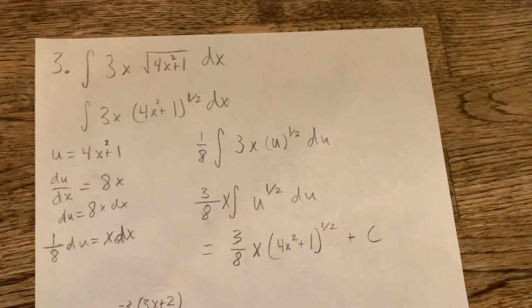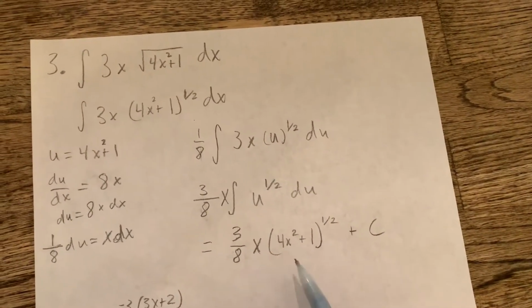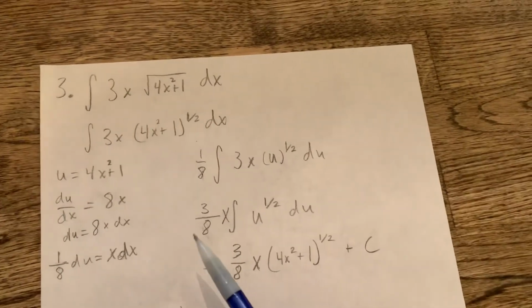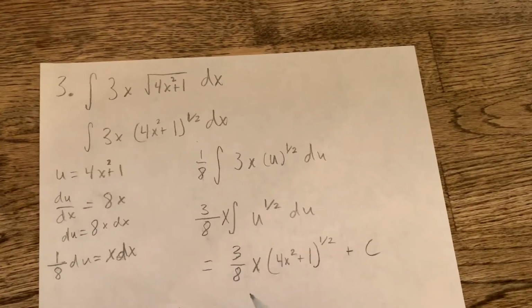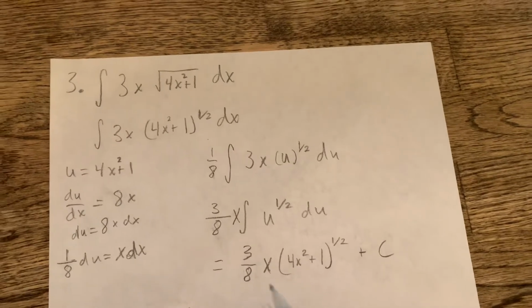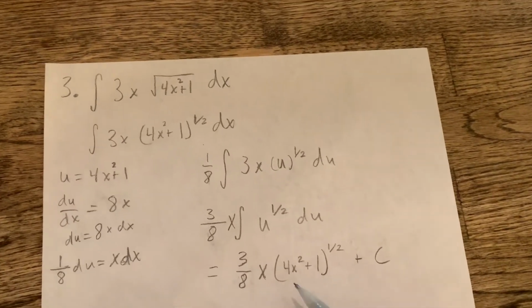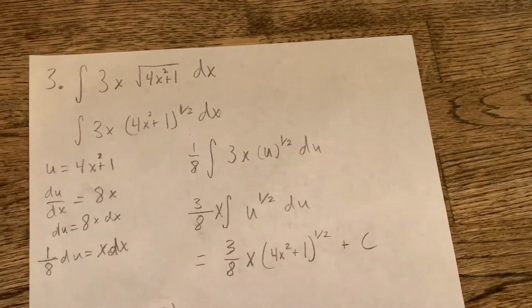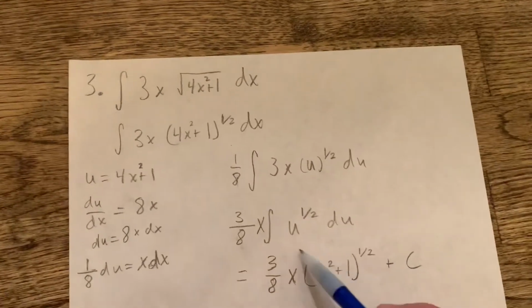And then we're just left with finishing and plugging back in u. So we would take the outside of the integral, multiply it in, so we would have 3 over 8 times x times (4x squared plus 1) to the 1/2 plus c, which is our final answer for this one.